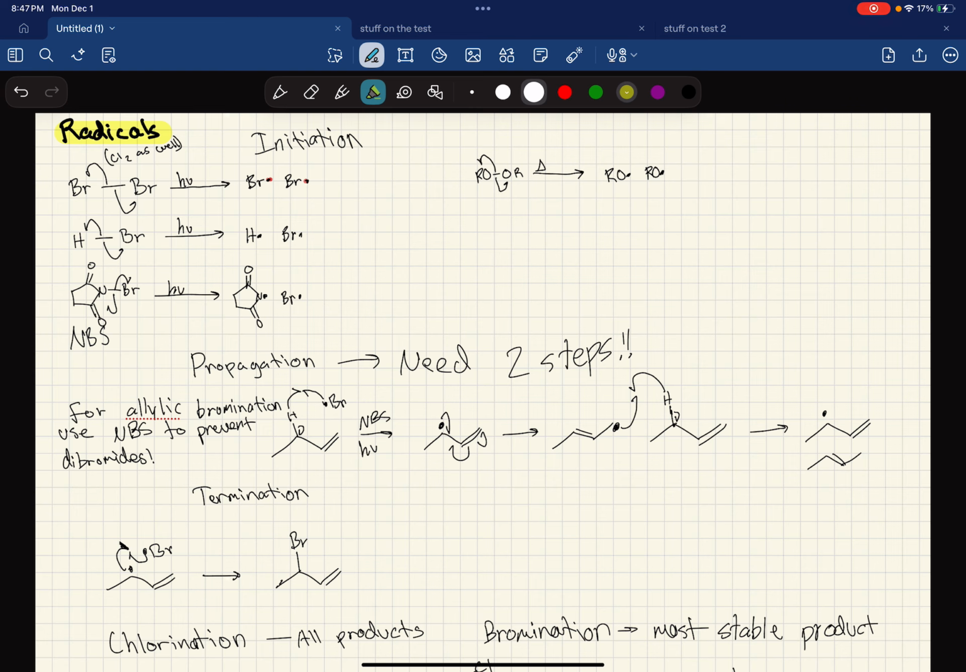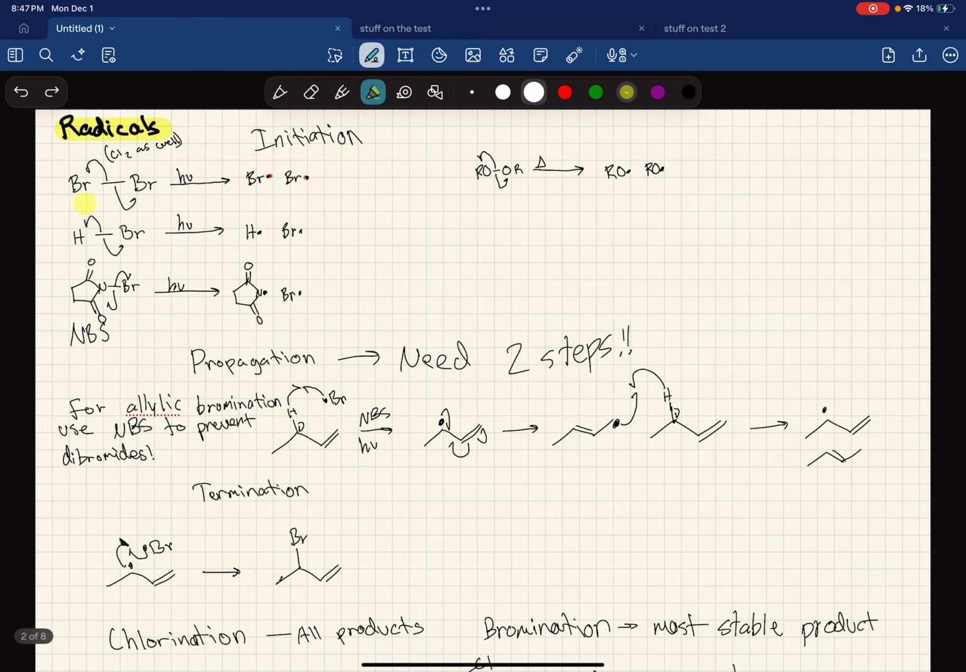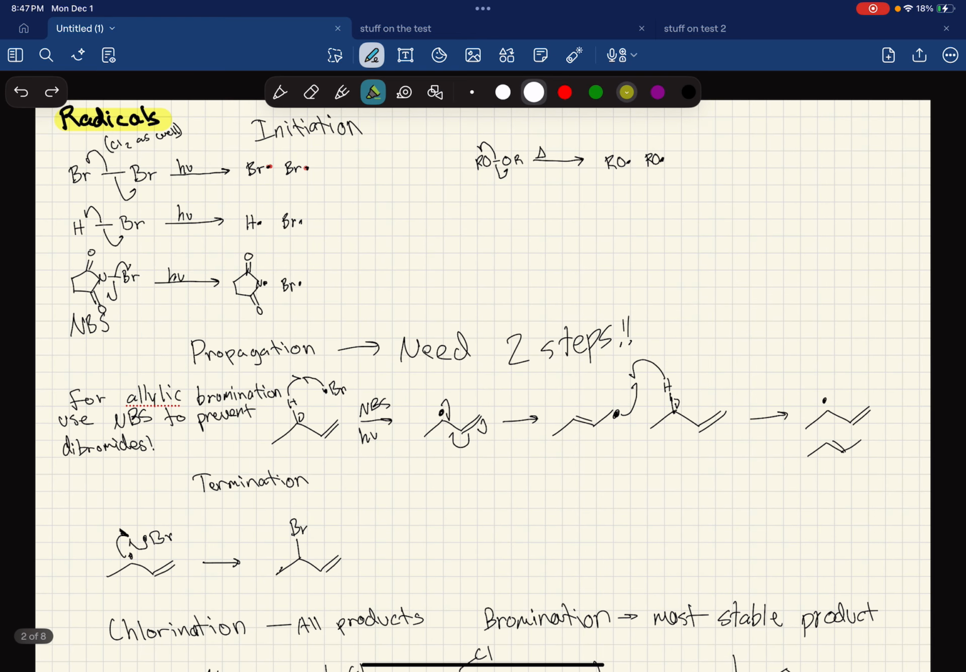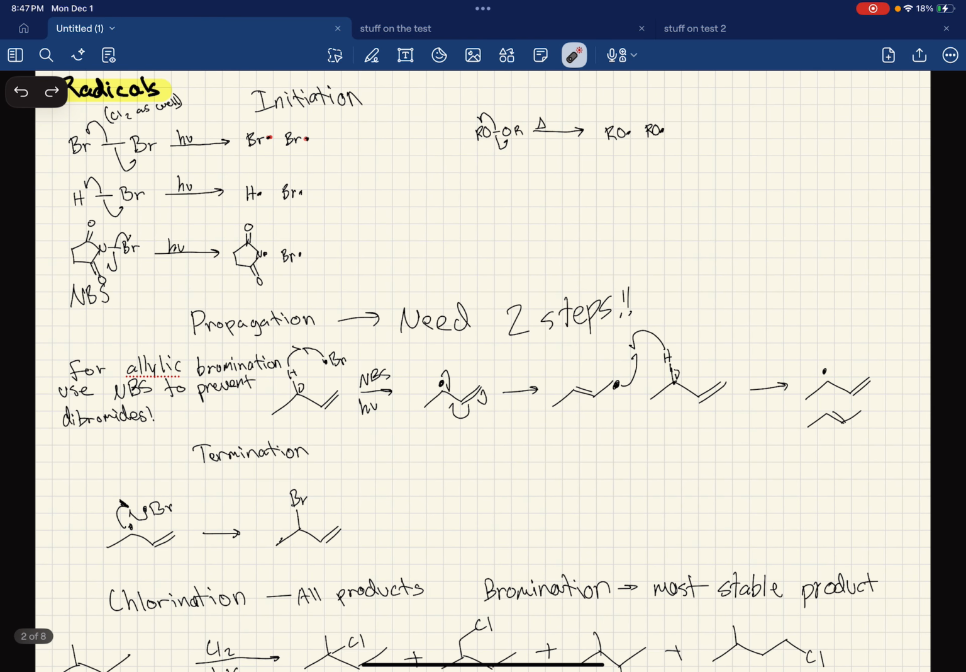Typically you use light, as in all of these. I believe with the peroxide you can use light or heat. I think most commonly you see heat, so I'd say stick to heat if you have to choose. So the initiation step, the way I like to remember it, you start with no radical, you finish with radicals. Propagation, you start with radicals. You start with these right here, and then you're going to end with more radicals.